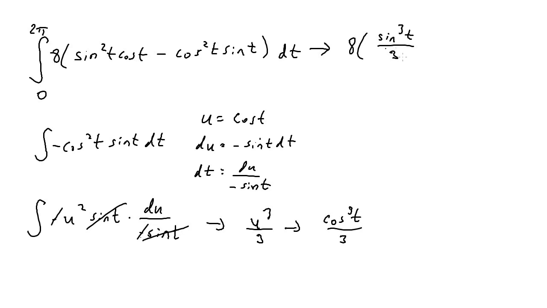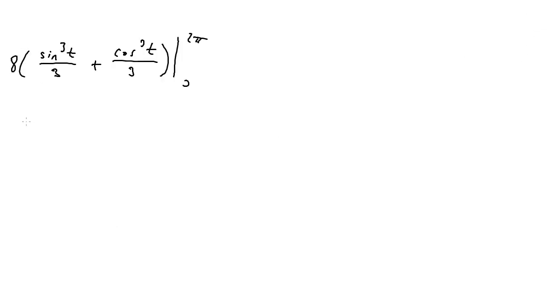So I can go ahead and say sine cubed of t over 3 plus the integral of negative cosine squared sine, which I have found to be positive cosine cubed of t over 3. So now we can evaluate from the t bounds of 0 to 2 pi. So let me evaluate. I'll go ahead and write 8 times. Now we plug in 2 pi for t, sine of 2 pi is 0, so then 0 cubed is 0, 0 over 3 is 0, plus cosine of 2 pi is 1, 1 cubed is 1, so we get 1 over 3.